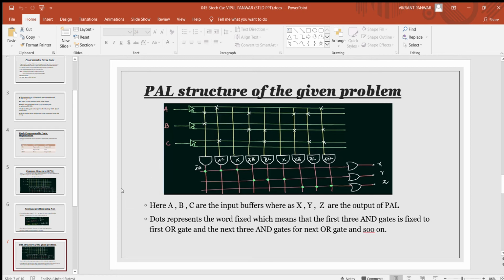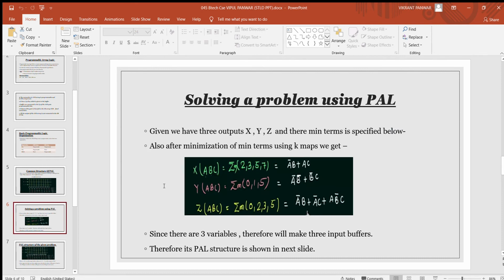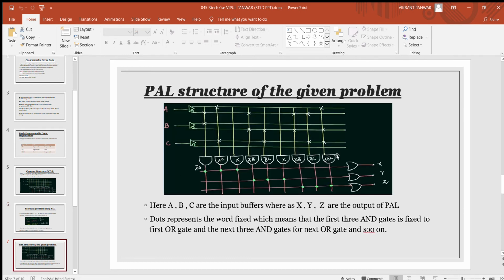In this question, if we see the min terms, we have to see the highest min terms. Therefore in Z we have three min terms. So basically three min terms, therefore three AND gates for each variable. Therefore total 3 into 3: 3 AND gates for Z, 3 AND gates for Y, 3 AND gates for X. Therefore there are a total of 9 AND gates.